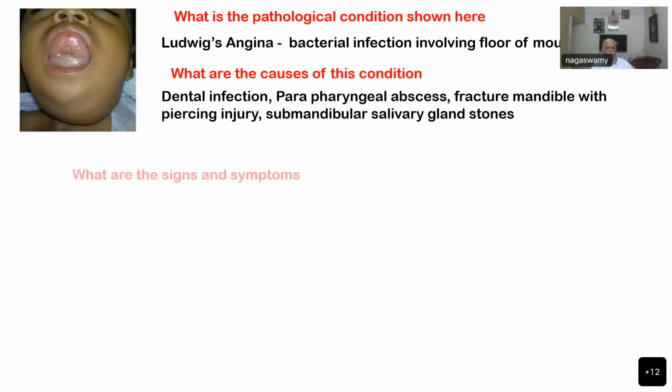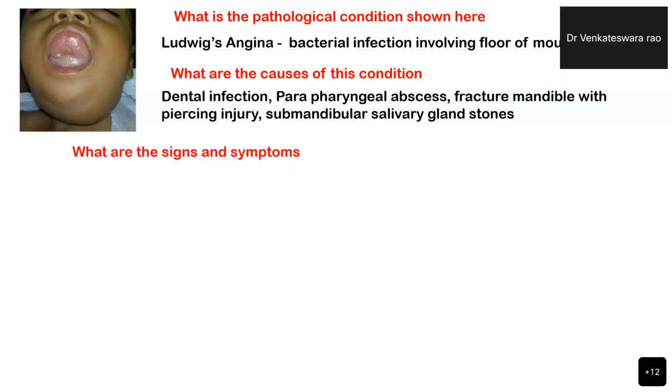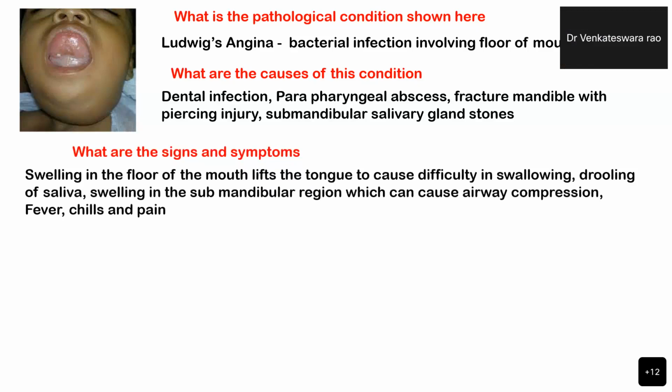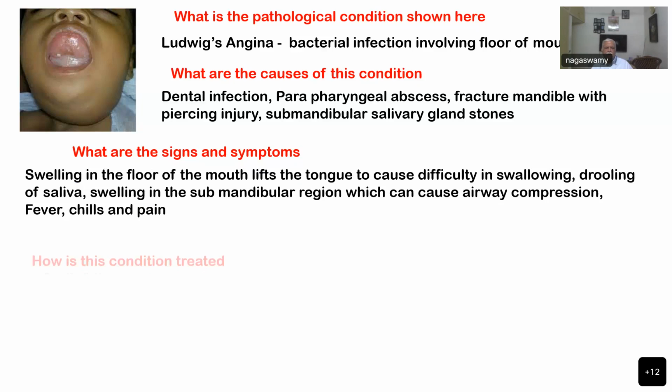What are the signs and symptoms of this condition? Fever, pain, difficulty in breathing. Very good. Swelling in the floor of the mouth lifts the tongue and causes difficulty in swallowing, drooling of saliva. Swelling in the submandibular region can cause airway compression, fever, chills, and pain. All these are the signs and symptoms of this condition.